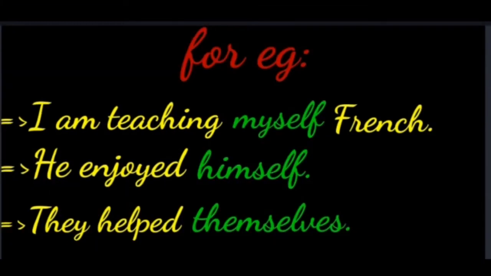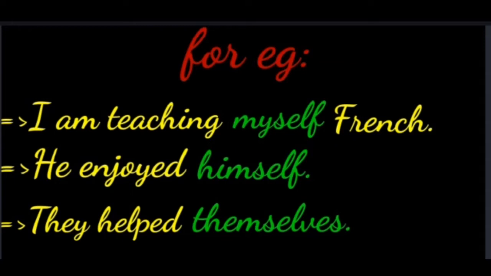For example, I am teaching myself French. He enjoyed himself. They helped themselves. In each of these sentences, the subject or the doer of the action and the object or the receiver of the action are the same person. The pronouns used as the objects of the verbs refer back to the subjects.